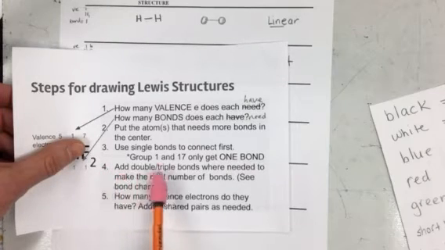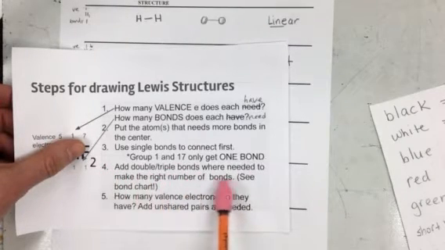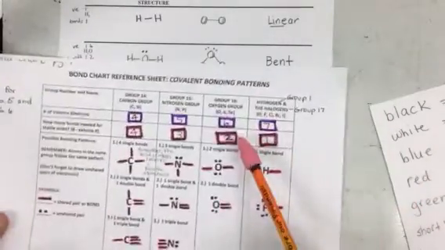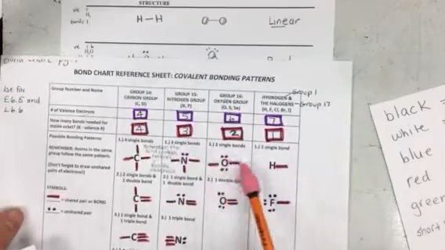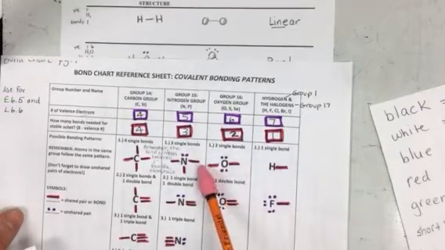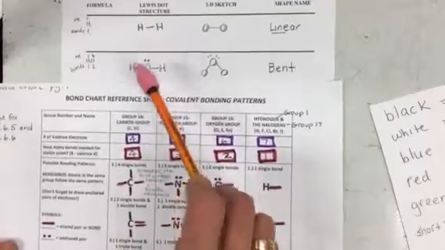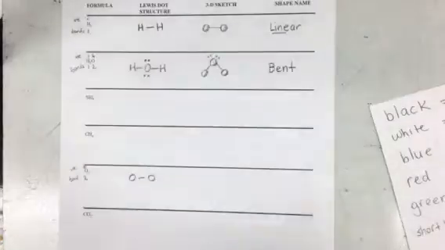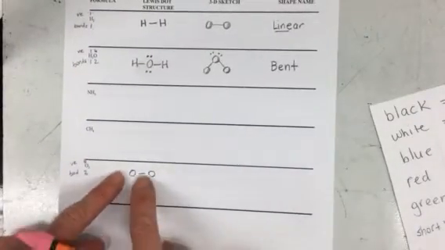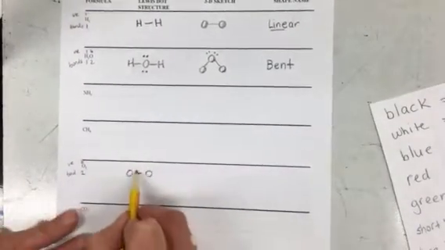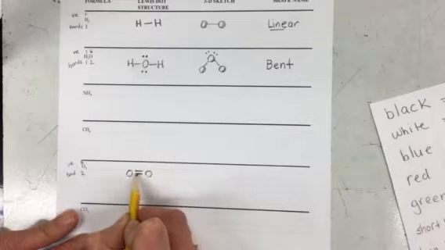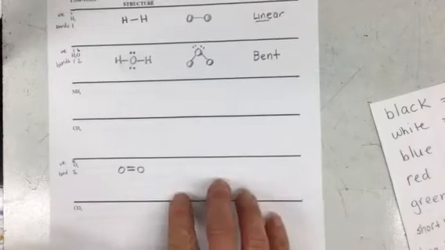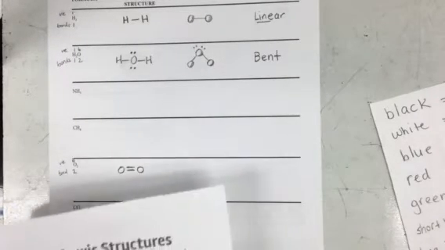Number 4, add double or triple bonds where needed to make the right number of bonds. See the bond chart. Remember that O needs 2 bonds. It could be 2 singles if it's between 2 things, like it was with this one, but it can also be a double attaching to one other thing. So since I'm not between, I have to do a double. So put the bonds first before the dots. Otherwise, you'll probably end up putting too many dots on here. So now I think I have the bonds right.